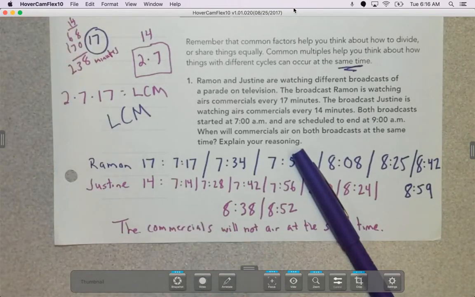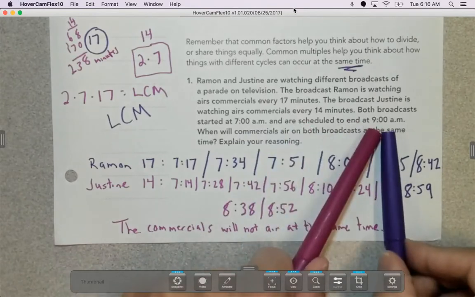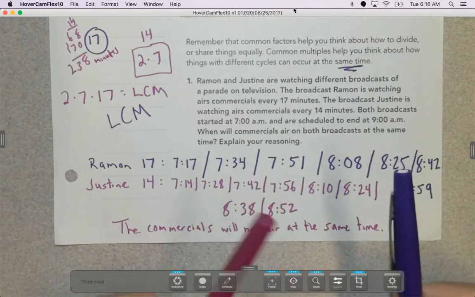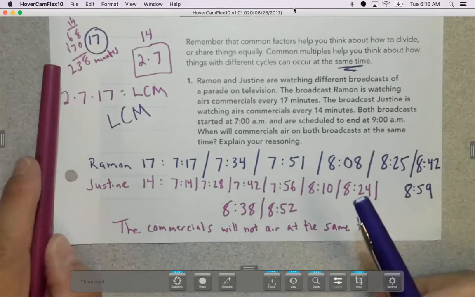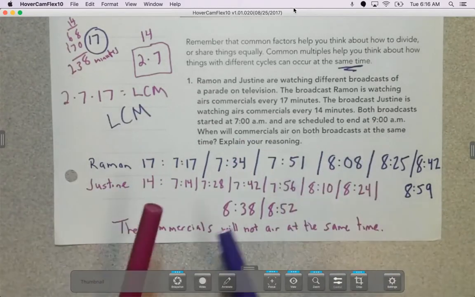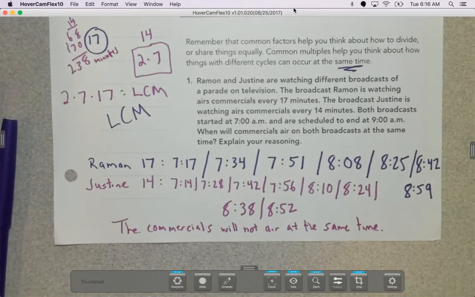The broadcast is from 7 a.m. to 9 a.m., and that's 2 hours, and 2 hours is 120 minutes. So it's not going to happen for just under 4 hours, and the broadcast is only 2 hours, and that's why there will not be commercials airing on the same broadcast at the same time.